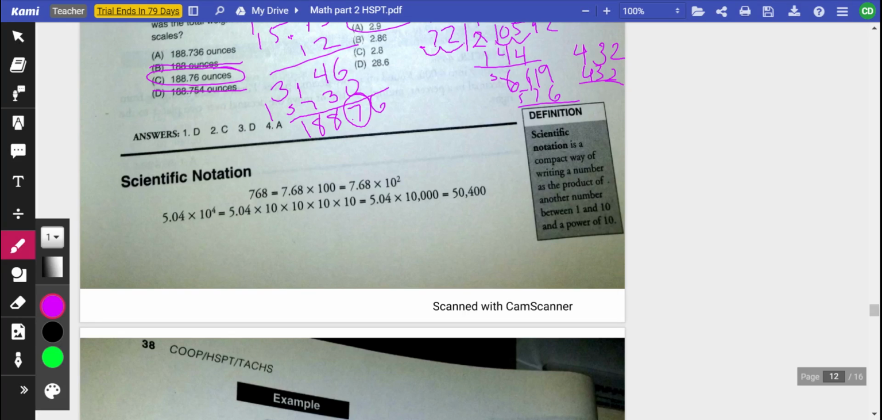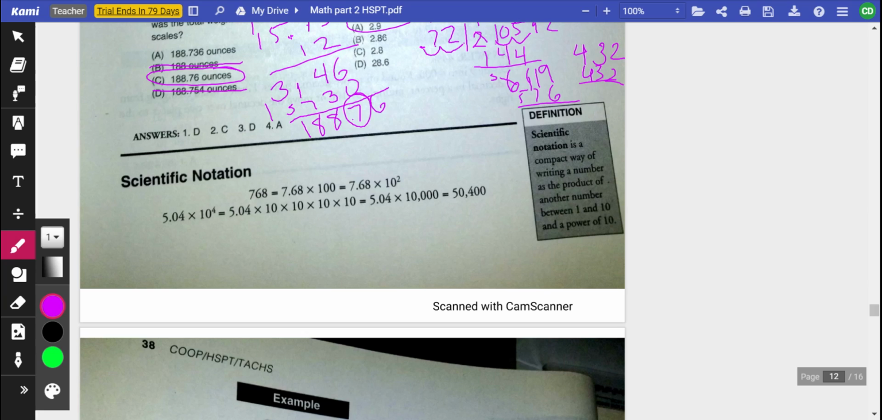The next part is scientific notation. Scientific notation is writing numbers with only a ones place, and then all the other parts are put into decimal notation with a 10 with either a positive or a negative exponent on it, considering if you're multiplying by 10 or dividing by 10 to get the expanded number.